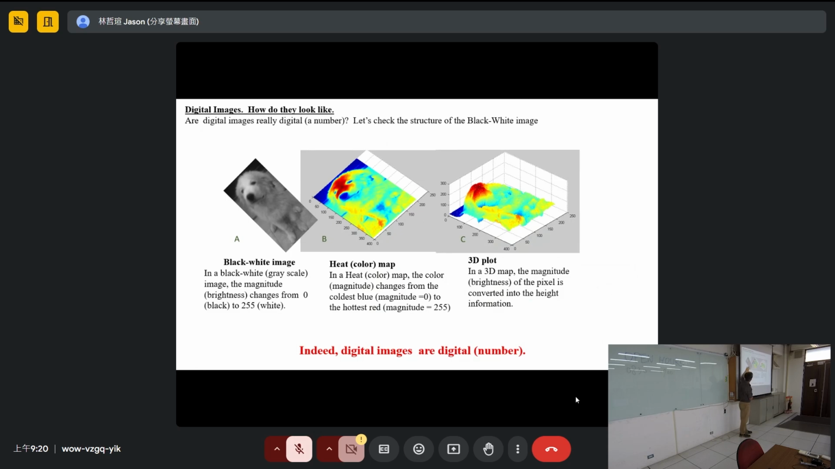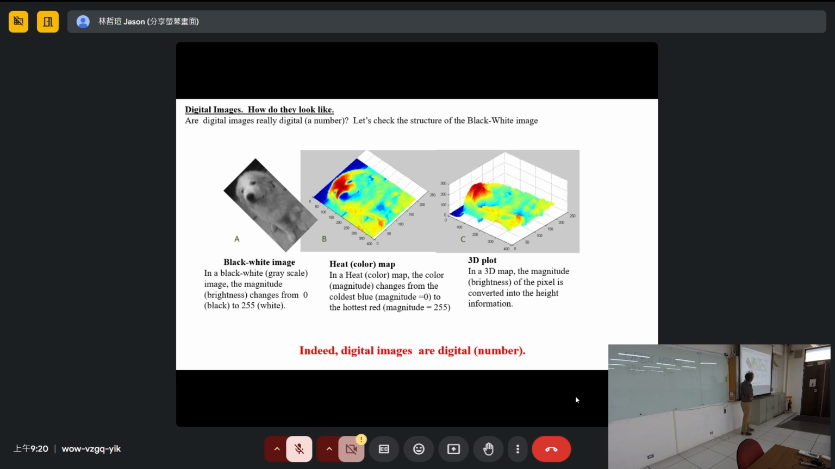In the black and white space, the black part is 0 magnitude. The highest number is the white, that is 255. The total is 256 levels, right? That is the basic structure of the black and white image. Since each pixel is numbered, you can present this as a heat map, which makes sense, right? White is very high, that means very hot. The black part is very low, that means very cold.